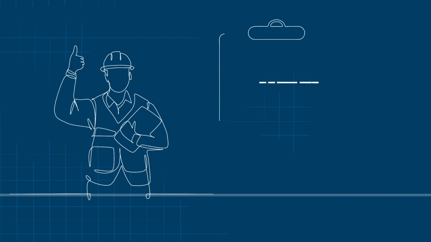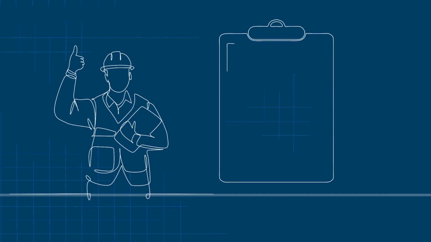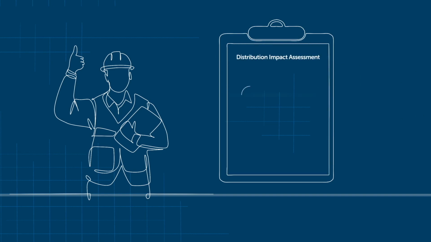Customers who apply to NG-ESO to connect their sites onto the tertiary windings at GSPs may be required to undertake a distribution impact assessment, which allows DNOs to study the impact of their connection on the distribution network.